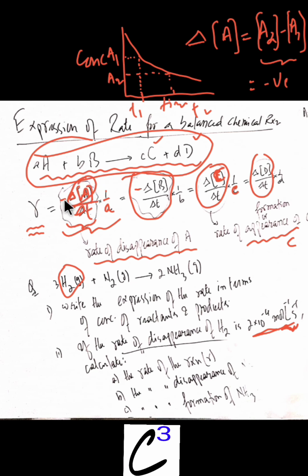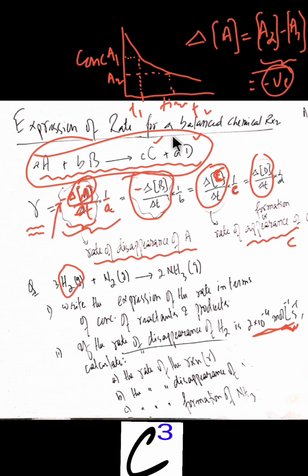And if I do not place this negative sign over here, then rate would have been a negative value. So multiplying this negative by the negative value of delta A, negative will become plus. So this negative sign is placed because rate cannot be negative.